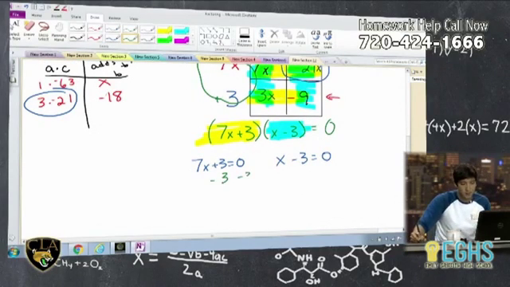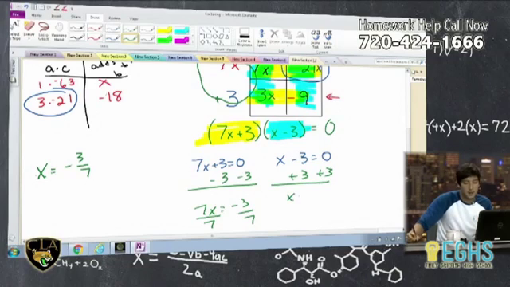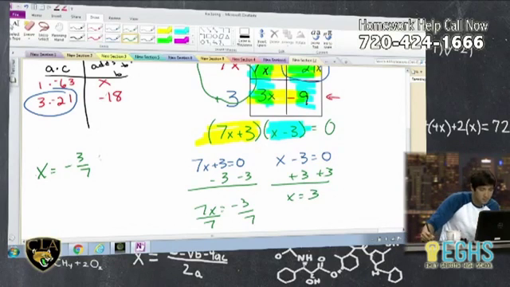So subtract 3, subtract 3: 7x equals negative 3. Then we're just going through and solving, and we get one solution, x equals negative 3 over 7. And we can solve this one, plus 3, x equals 3. So these are our solutions, negative 3/7 and 3.